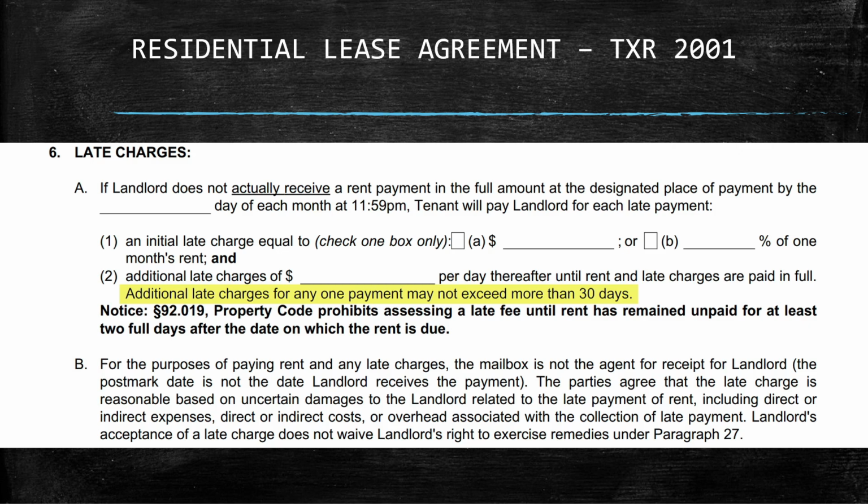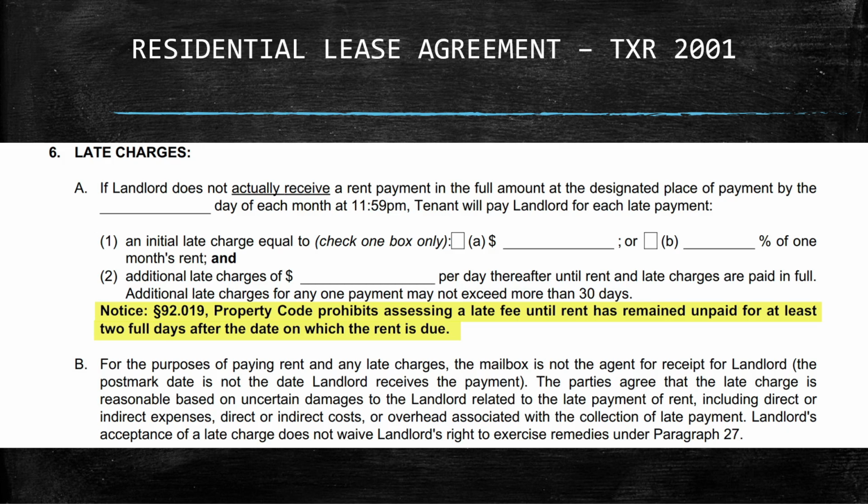Now let's look at this boldface notice. Section 92.019 of the Property Code prohibits assessing a late fee until the rent has remained unpaid for at least 2 full days after the date on which the rent is due. This is in boldface, so what I want you to take away from this is there has to be a minimum of a 2-day grace period in paragraph 6A up there.